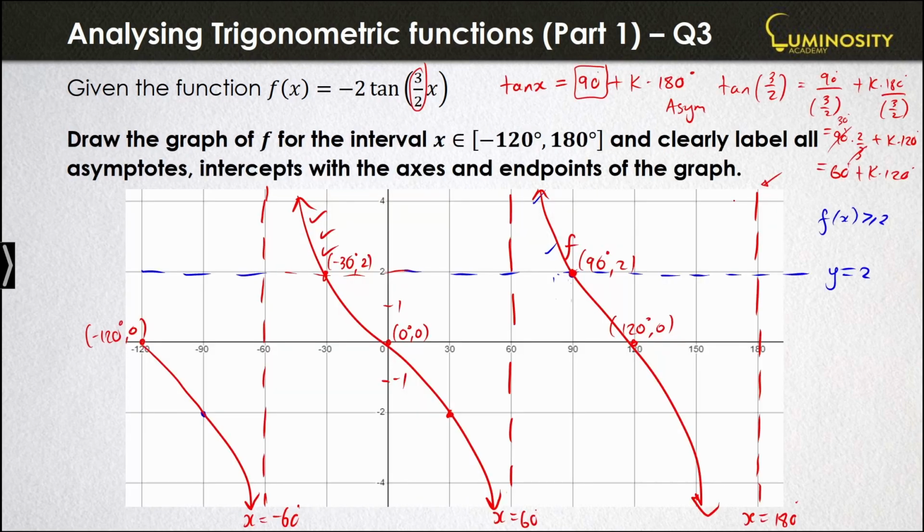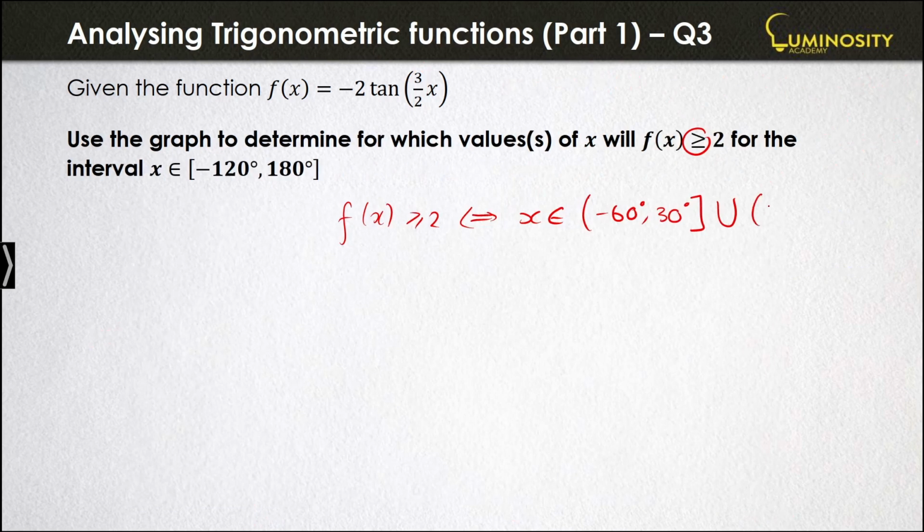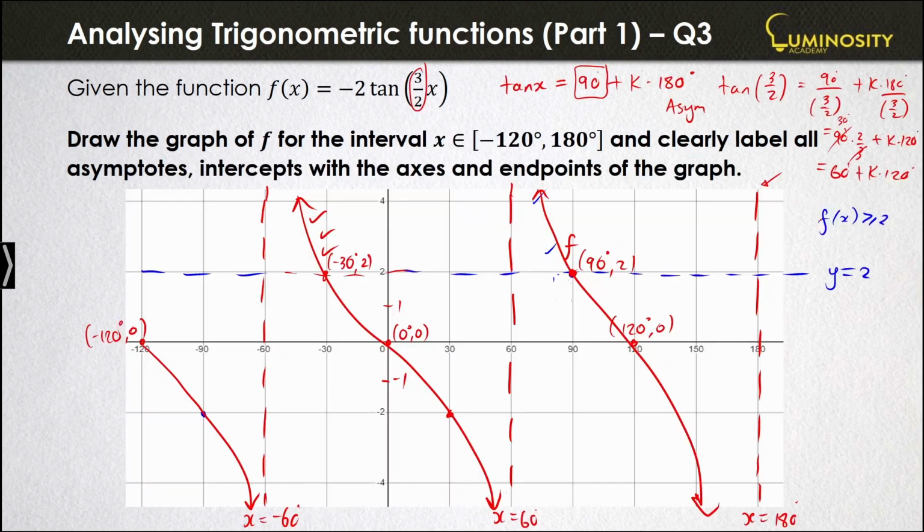Union, where does it start up again? So again, from this asymptote of x equals 60 degrees, can't attain that. And it goes up to 90 degrees inclusive. So that is the interval for when the graph f of x will be greater than or equals to 2. Okay, it'll lie above that blue line.